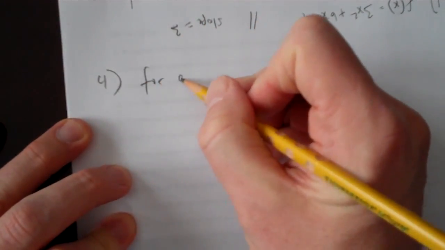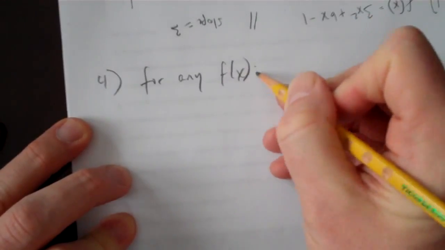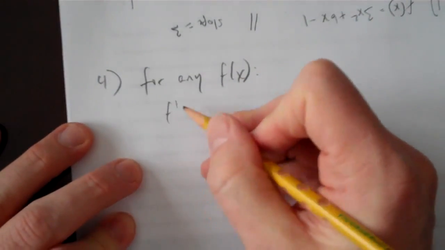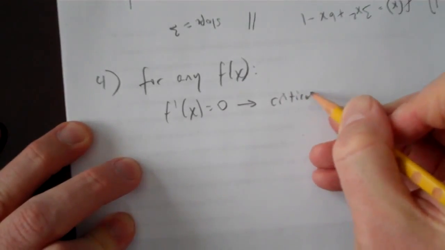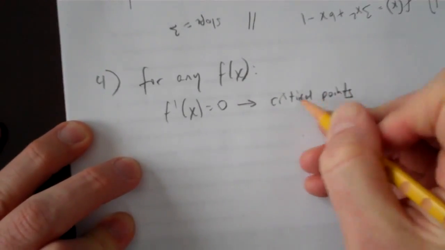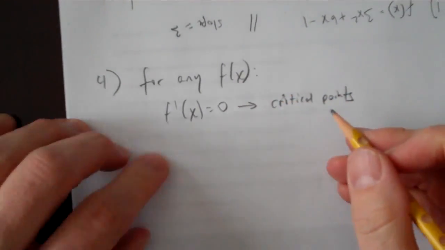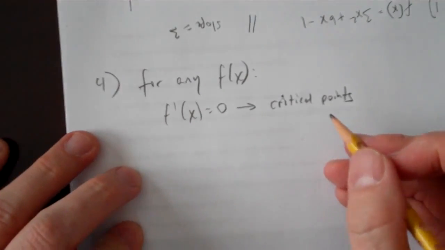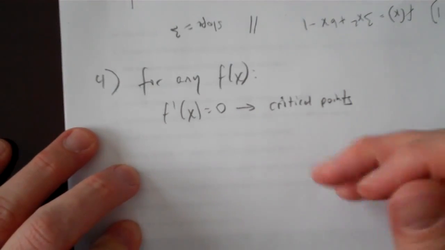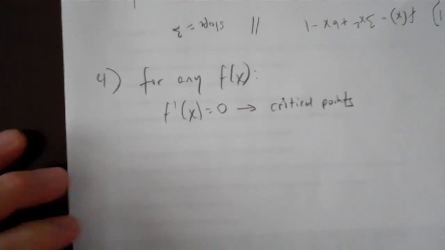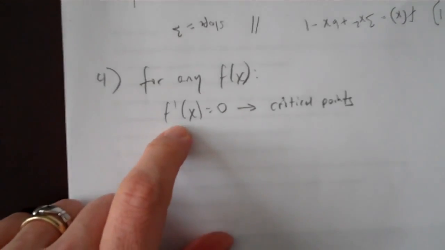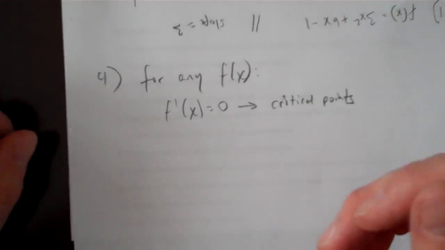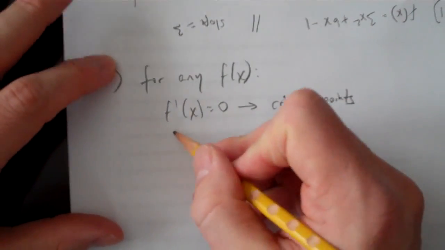So for any f of x, if you take the first derivative and you set it equal to 0, that's going to give you critical points. So if they talk about critical points in the problem, you know you're going to take the first derivative and set it equal to 0. If they talk about particular points on the graph that have a slope of 2, you're going to take the first derivative and set it equal to 2, like we talked about earlier in this video.